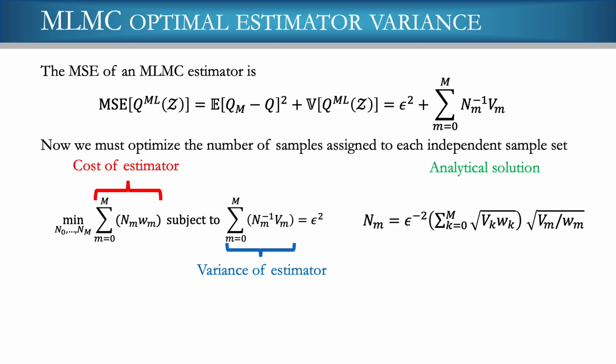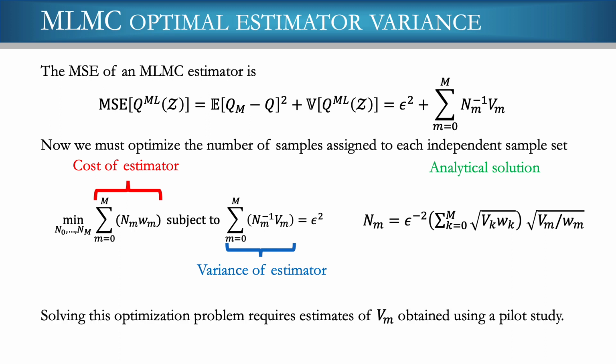In the control-variate setting, we minimize the estimated variance subject to the cost of the estimator being less than the total budget W_max. However, in the ML setting, we can also minimize the computational budget such that the variance of the estimator is equal to the bias squared. This optimization problem is shown on the slide. It is important to note here that solving this optimization problem requires estimates of the variances V_m. Typically, these variances must be estimated using a pilot study. You can find more information on how to conduct a pilot study in another tutorial. One nice property of MLMC is that the optimal number of samples of each independent sample prediction can be optimized analytically.